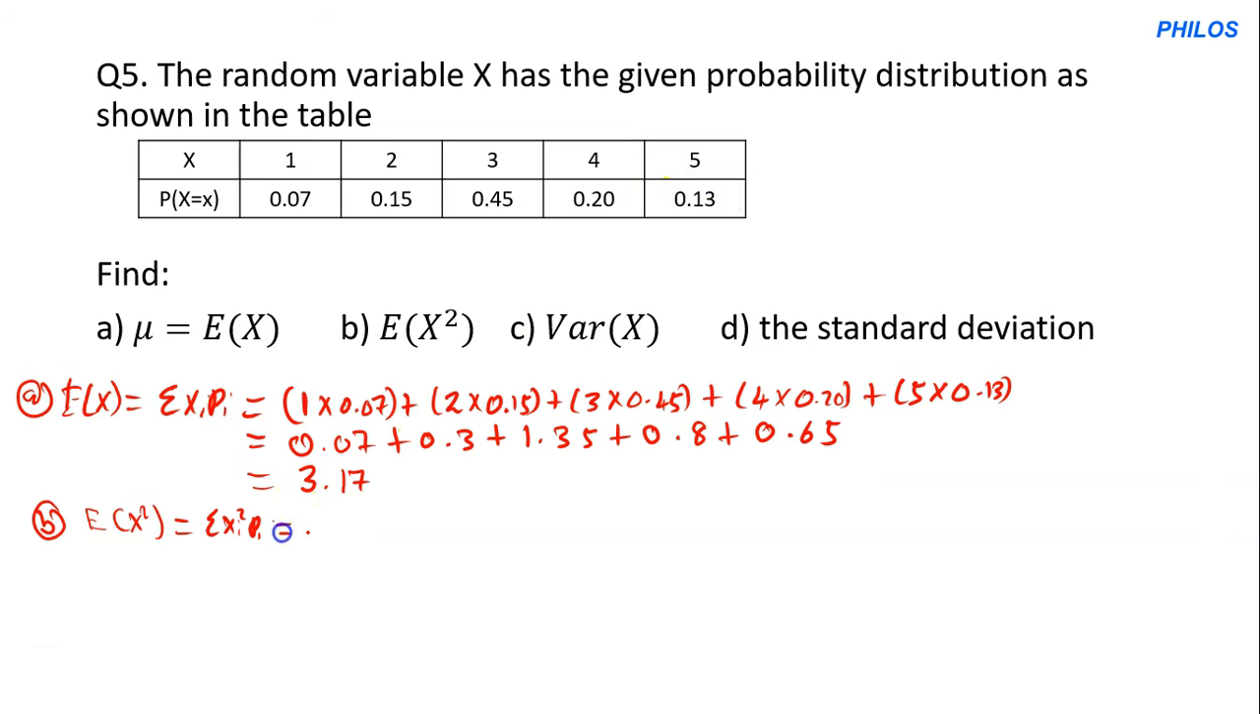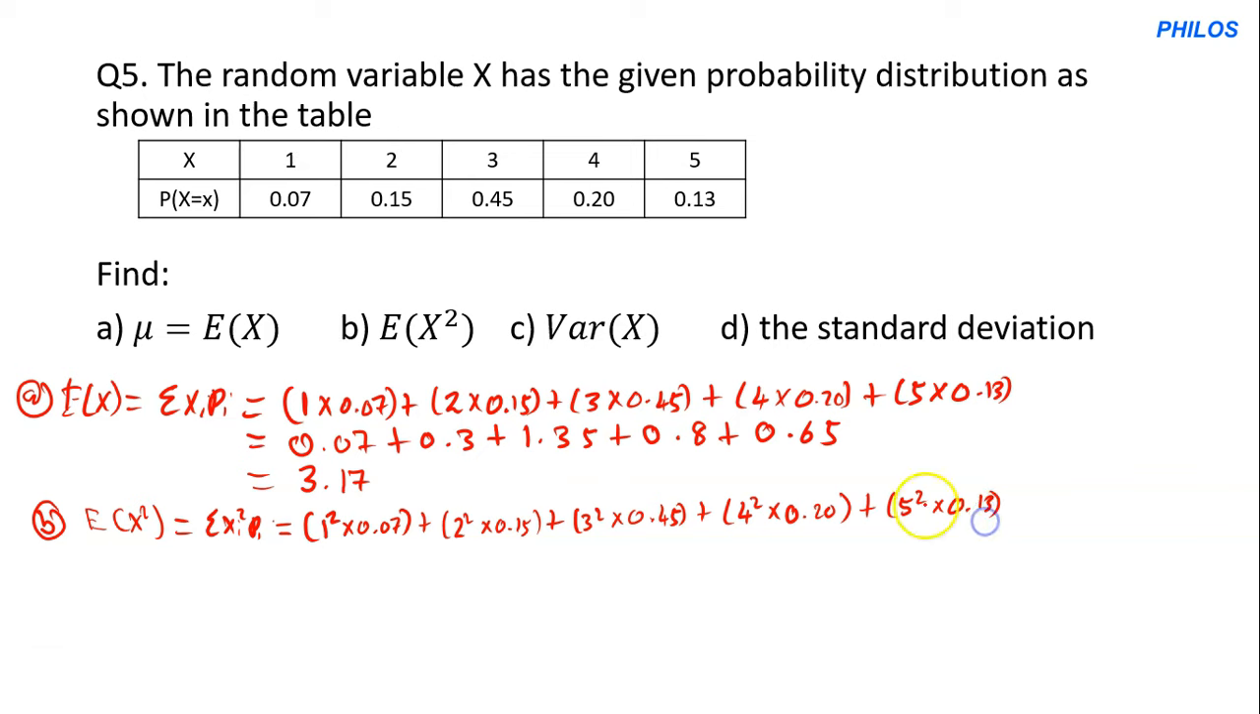So let's do that. The first x is 1. So we say 1 squared times 0.07, which is its probability, plus the second x is 2. So we say 2 squared times 0.15, plus 3 squared times 0.45, plus the next x is 4. So 4 squared times its probability 0.20, plus the next x is 5. So we say 5 squared times its probability, which is 0.13.